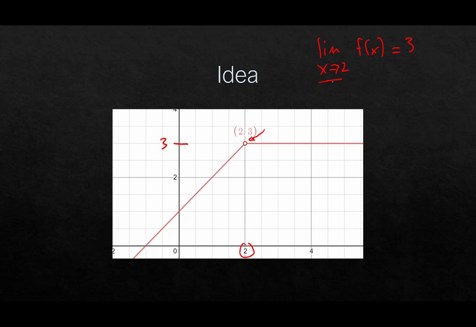So we would say that the limit as x approaches 2 of f of x equals 3, that means that if x gets really, really close to 2, the function gets really, really close to 3. Okay, and not only from the left side, but also from the right side. So if I get close to 2 from this direction, my function gets really, really close to 3 from this direction. Okay, so that was the intuitive idea behind a limit back in calculus.